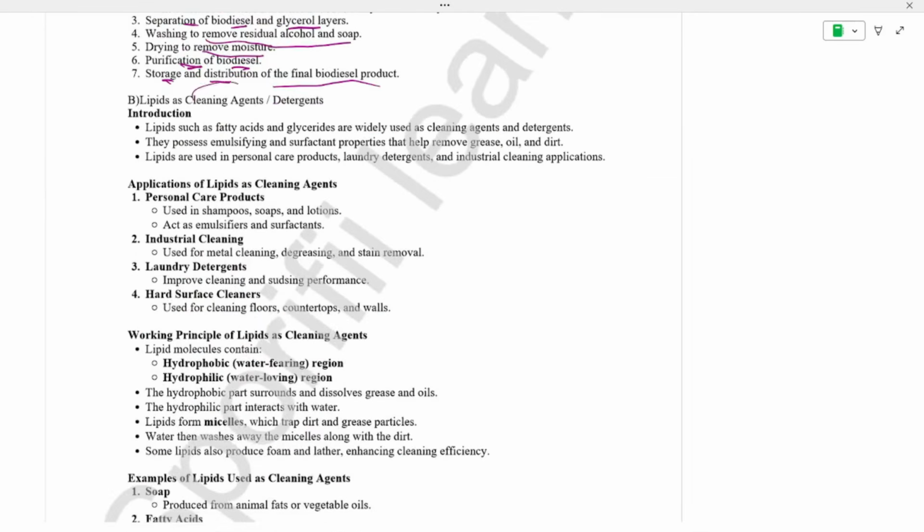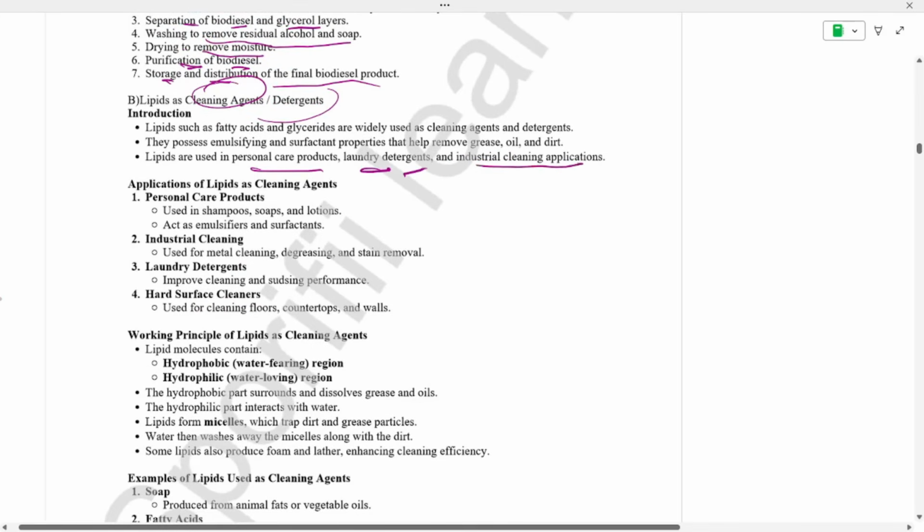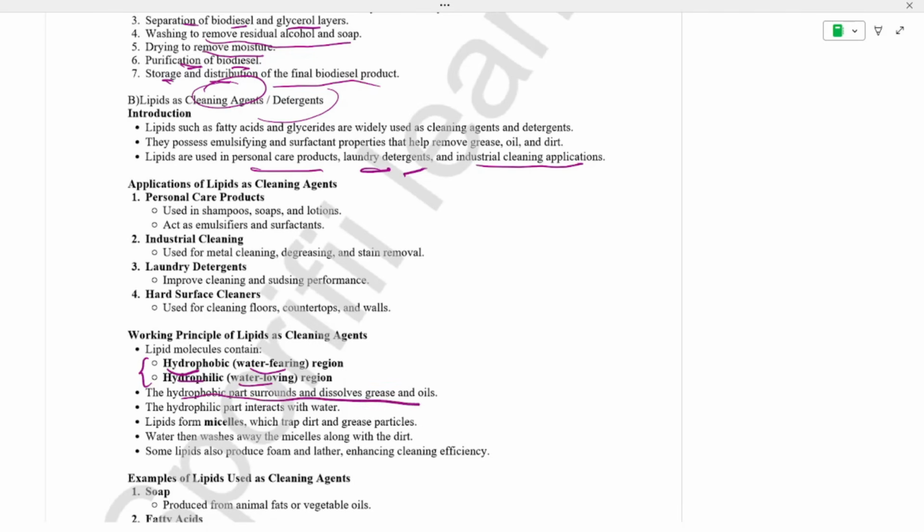Next is cleaning agents or detergents, used for personal care products, laundry detergents, and industrial cleaning applications. They have a hydrophobic, water-fearing region and a hydrophilic, water-loving region. The hydrophobic part dissolves in oil and grease, and the hydrophilic part interacts with water. Micelles are formed, and they trap the dirt, grease and particles, and water then washes away the micelles along with the dirt. Some lipids also produce foam and lather.